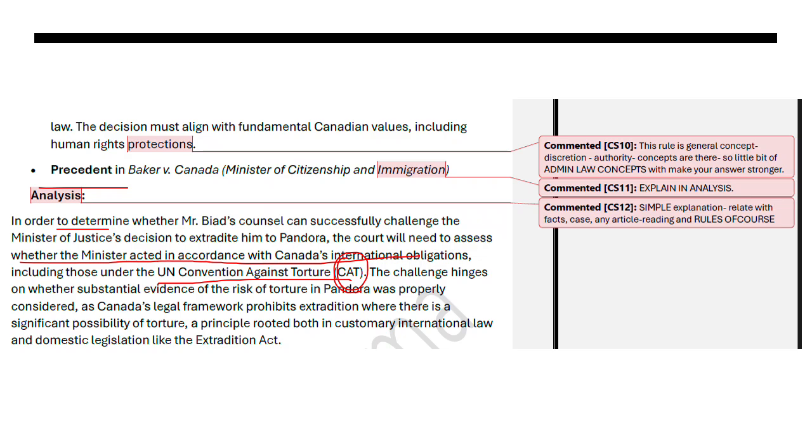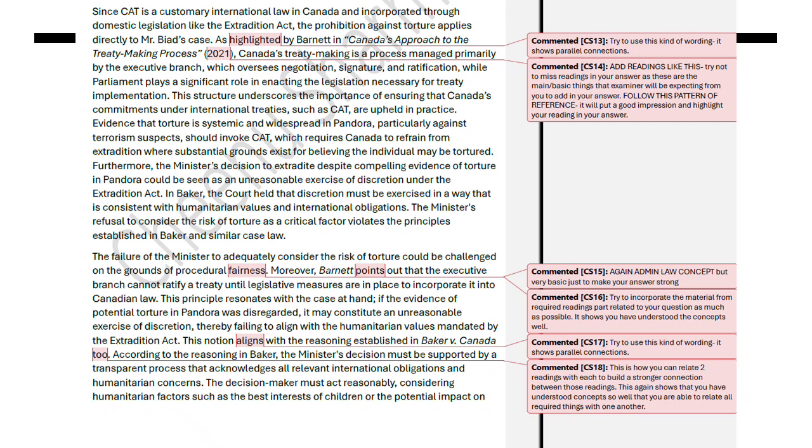So the challenge hinges on whether substantial evidence of the risk of torture in Pandora was properly considered, as Canada's legal framework prohibits extradition where there is a significant possibility of torture, a principle rooted both in customary international law and the Extradition Act. Since CAT is a customary international law in Canada incorporated into domestic legislation, the prohibition against torture applies directly to Biad's case, as highlighted. Now see, try to use these kinds of words. It shows parallel connections.